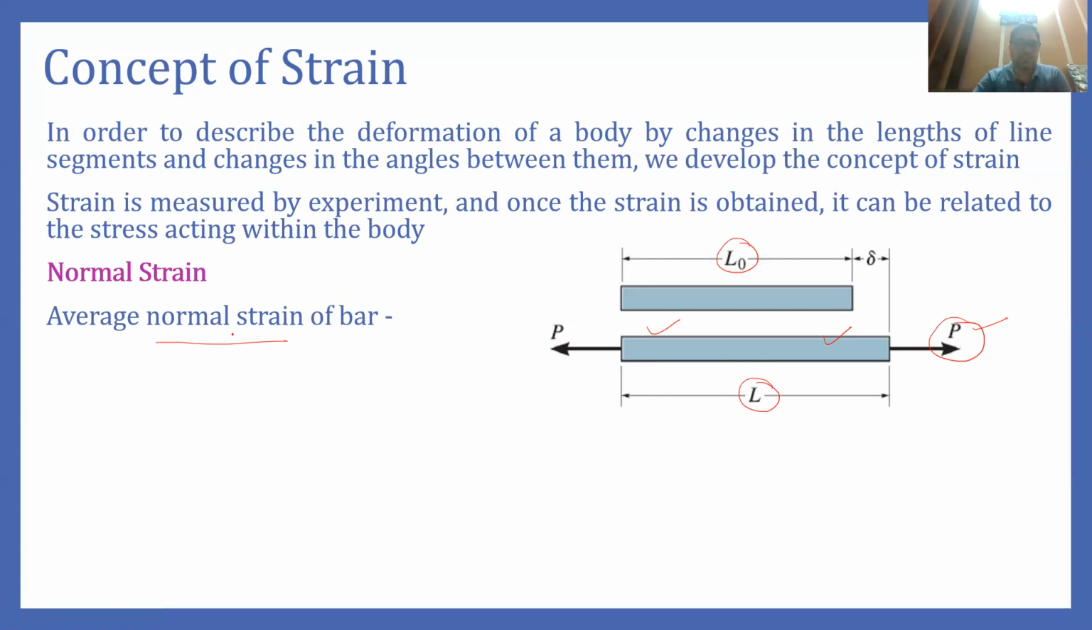So the average normal strain is L minus L naught divided by L naught. This term is called the change in length. Change in length is the final length minus the original length. So that becomes the change in length, which is actually delta. So delta length is extended. Now change in length divided by original length: this is how we can find the normal strain.